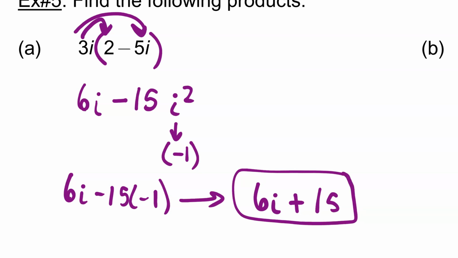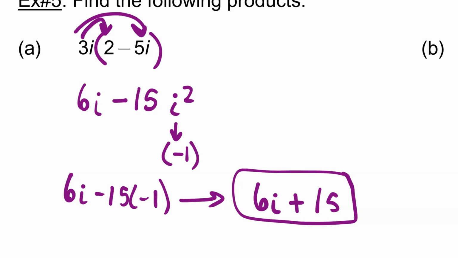Okay, so I'm going to pause here for a moment. The hardest part, you guys know how to distribute. We've been distributing since day 1 in this class. It's understanding that i squared is negative 1, and then since negative 15 is being multiplied by i squared, you have to take negative 15 multiplied by negative 1.